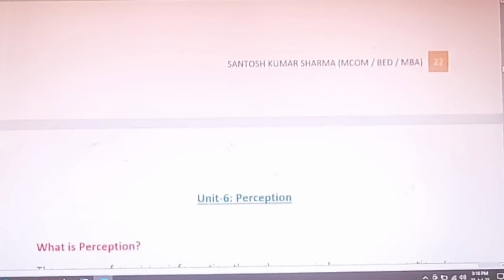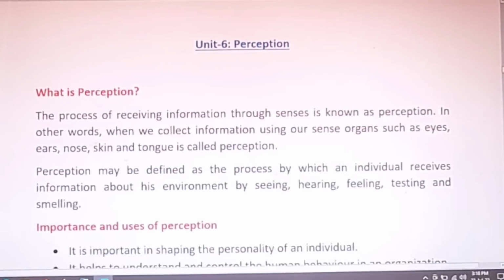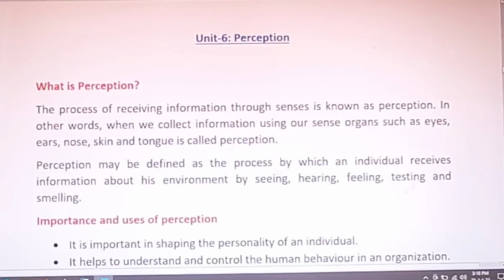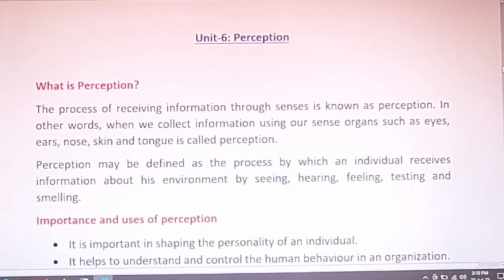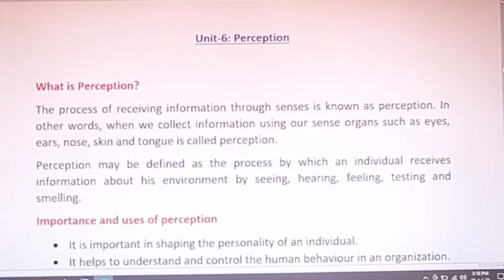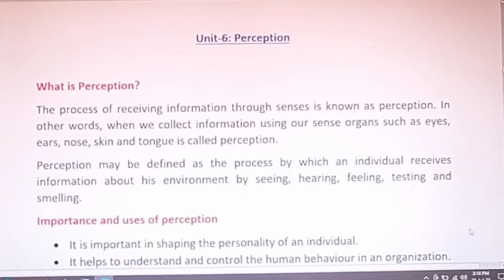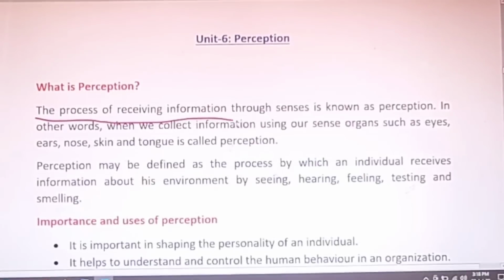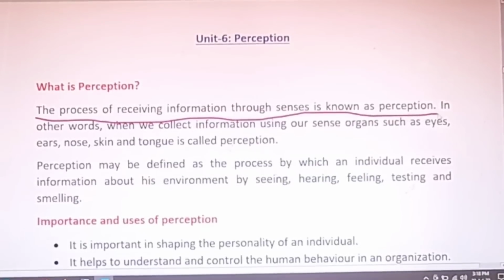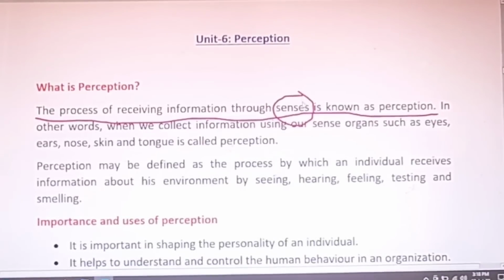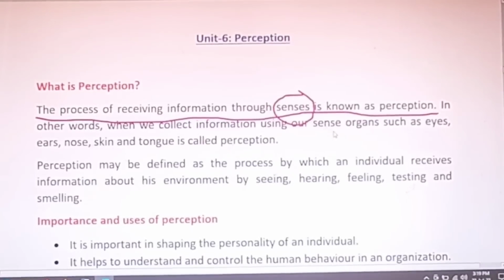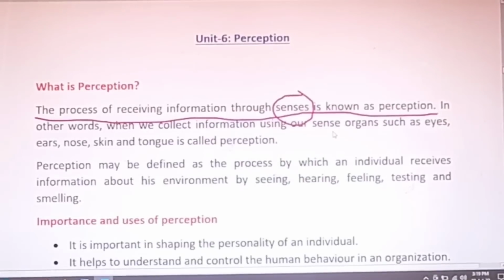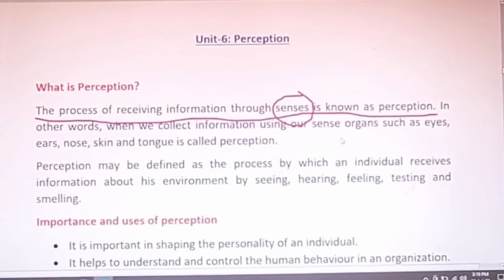Okay, let's move on to the next unit to find some important questions. The unit is unit 6, perception. Now, I don't think I've got any questions from here in March 22. Now, you must know what perception is. The process of receiving information through senses is known as perception. We have 5 senses, so by using those senses, when we get any type of information or knowledge, that is called perception.